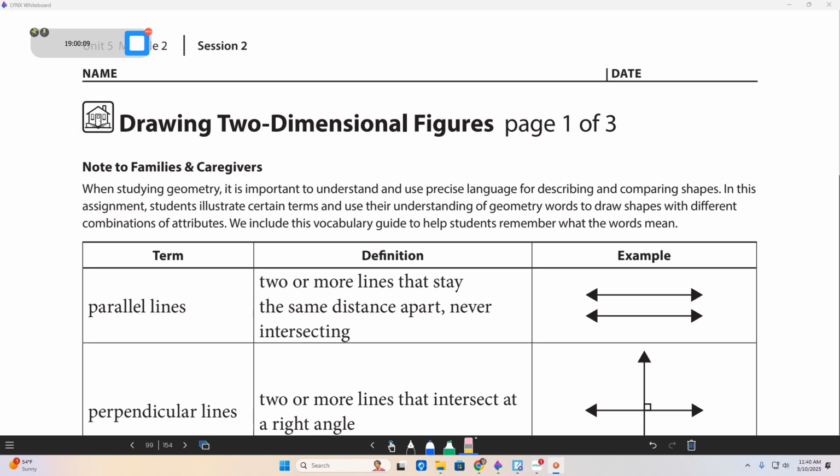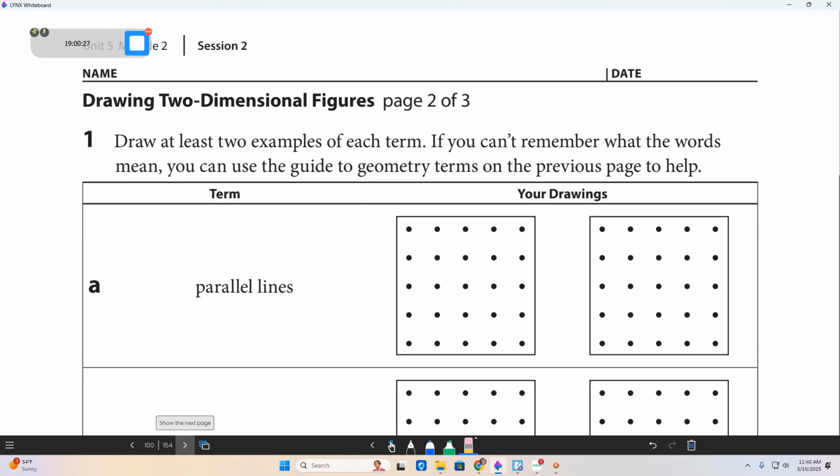Though it seems like it would be 3 pages of work, it's really only 2 pages of work because page 95 is just some vocabulary words that we have talked about and will continue to talk about. So feel free to refer back to page 95 if needed while you do 96 and 97. All right, let's go ahead and take a look at page 96. 96 says to draw 2 examples of each one.